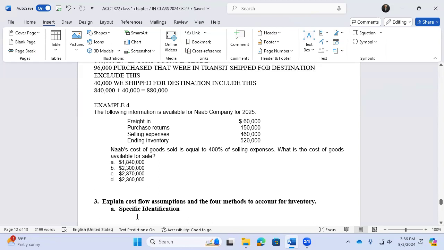Okay, so example 4 is looking for cost of goods sold. So this is NAB's cost of goods sold is equal to 400% of selling expenses. What is the cost of goods available for sale? So every year in every class, I have to admit that I missed this problem on the CPA exam, because I was going too fast. And so I needed to instead take my time. Which, by the way, 99% of people got that question right. I got 95%.